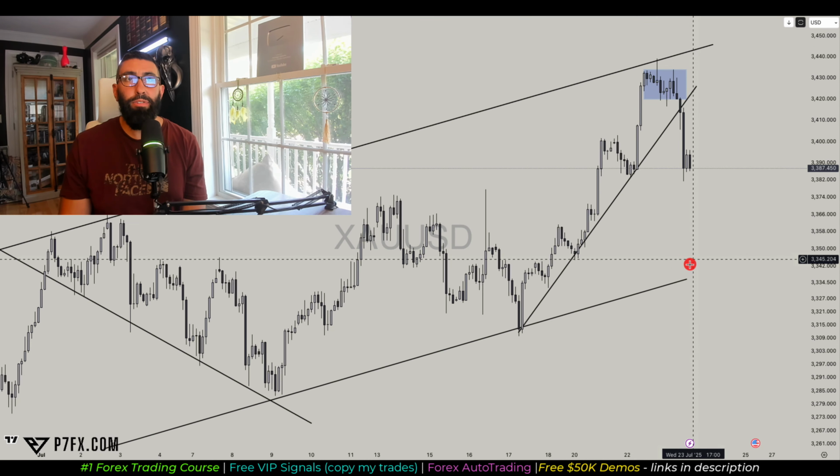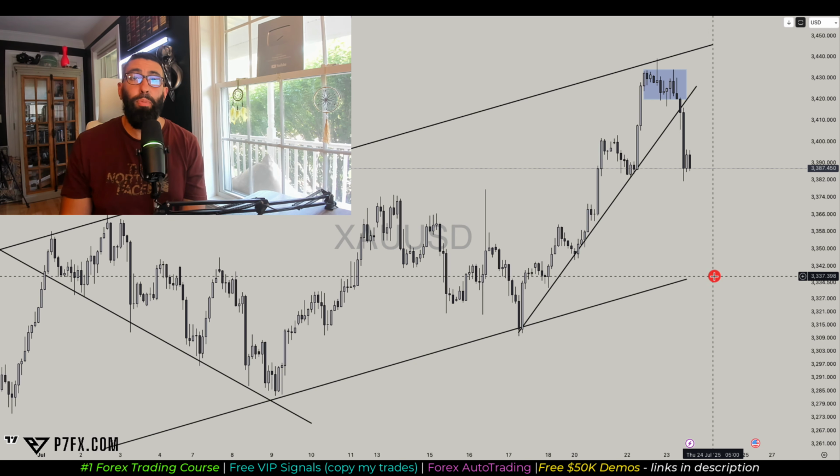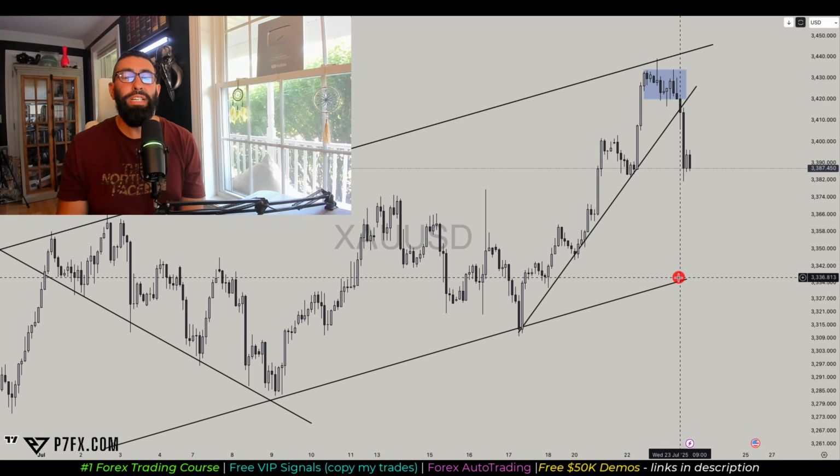Now, is price going to come down to this lower level of our parallel and serve as support for potential buys? We'll have to wait and see, because again, folks, trading is all about being patient, waiting for the market to come to our areas, and we react accordingly based on what the markets are showing.